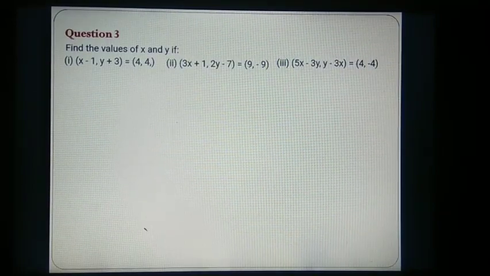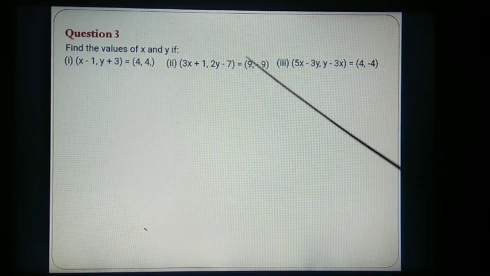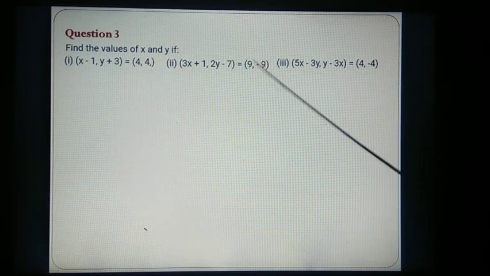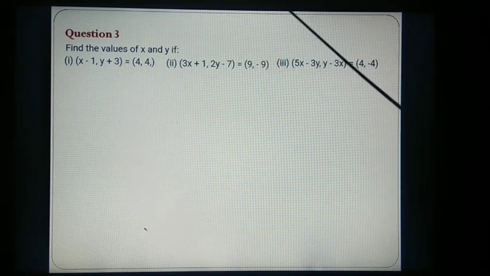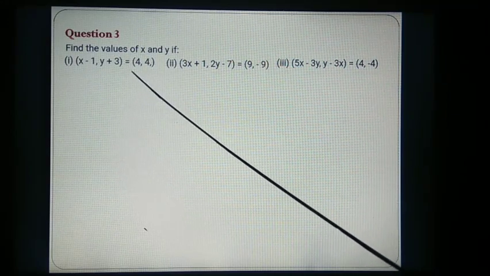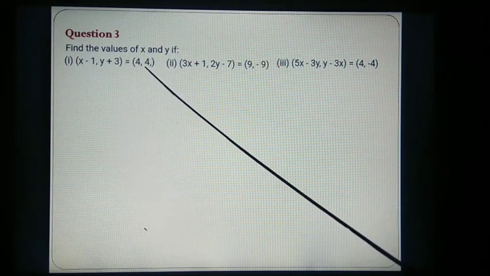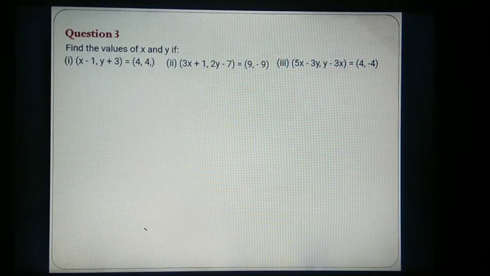Okay, now we'll take the next question. Find the values of x and y. Whenever you represent two numbers separated by a comma within a bracket, this is also known as an ordered pair. So here one ordered pair is given, and that ordered pair is equal to another ordered pair, that is (4, 4). So you have to find the values of the unknowns there.